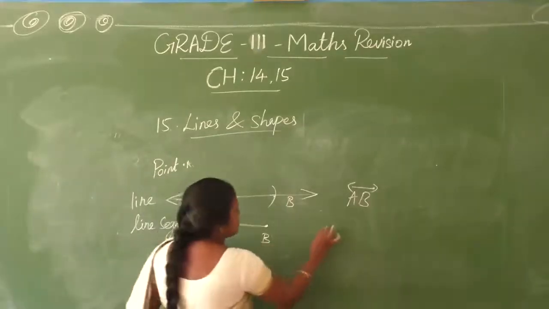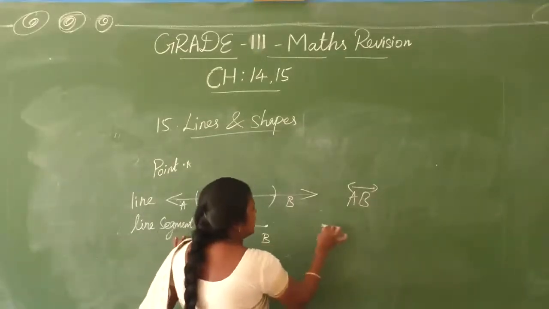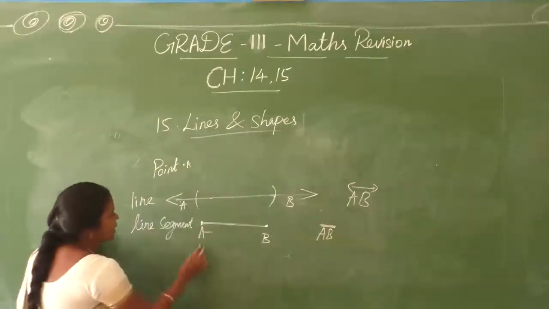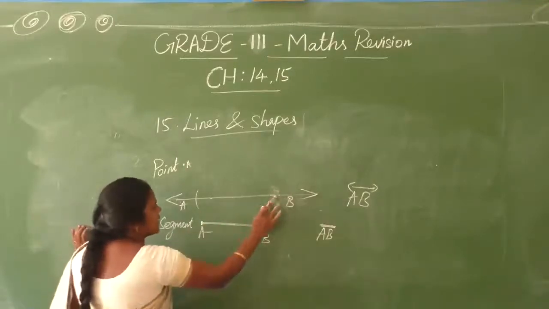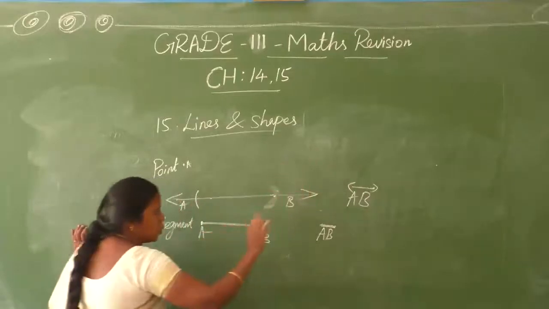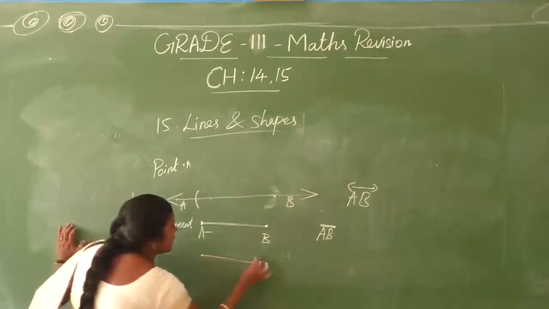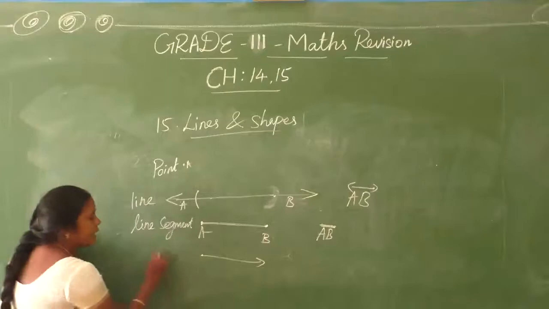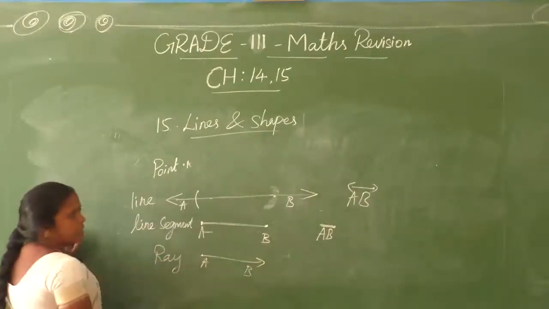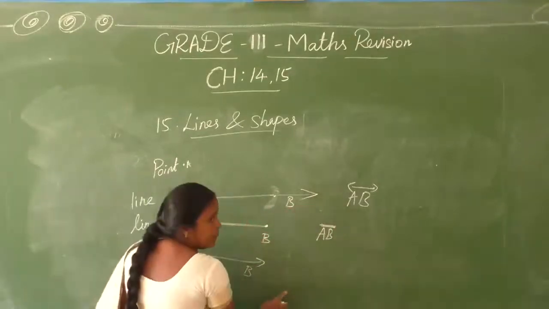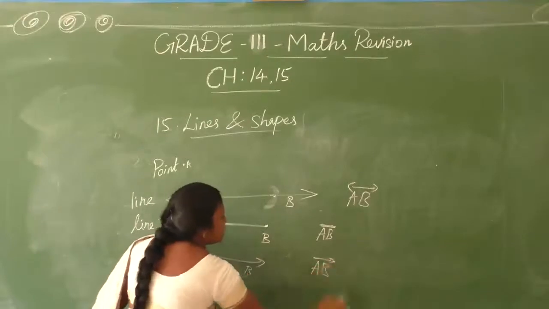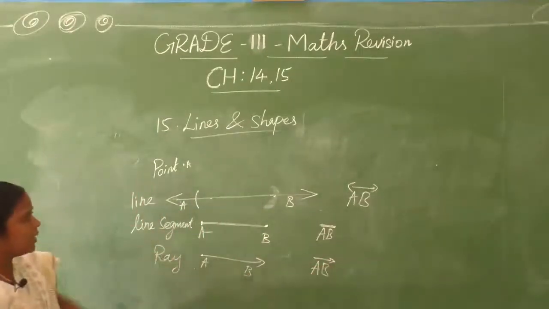Okay, this symbol is like this, for a line segment. No arrow mark should be there. One side only you are cutting, the other side is not cut. One side only you cut, the other side goes on. So that is called a ray. Ray AB. See, this is line AB. This is line segment AB. This is ray AB. Understood, children?